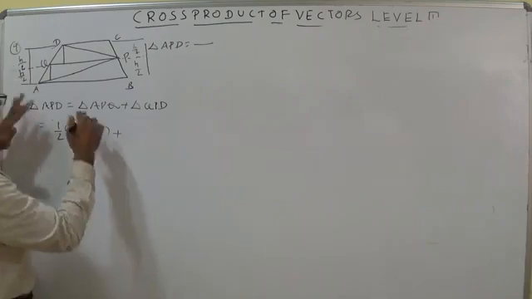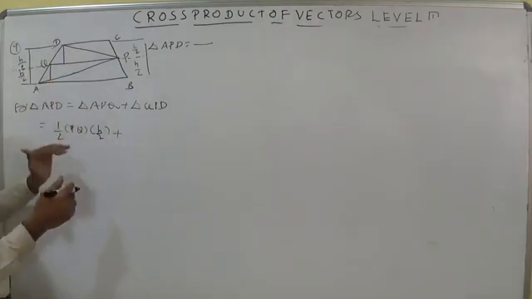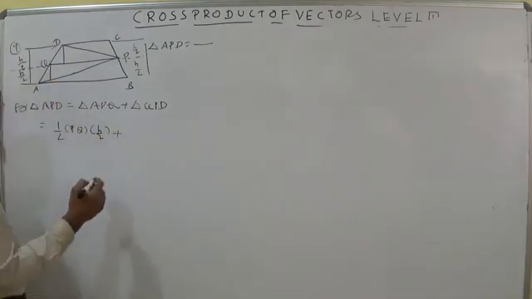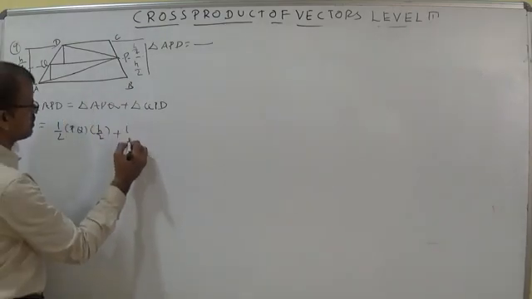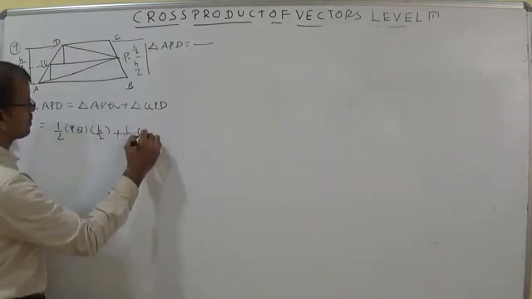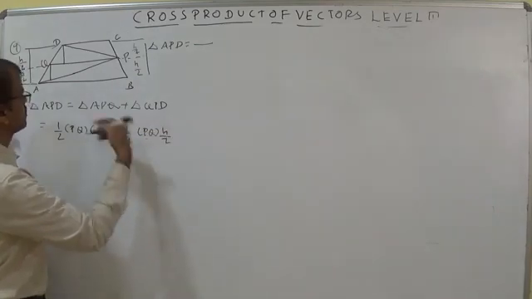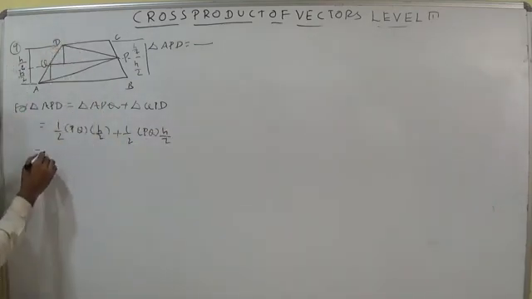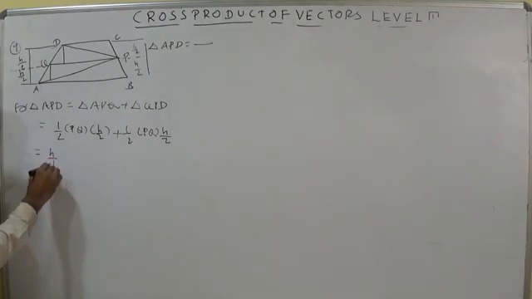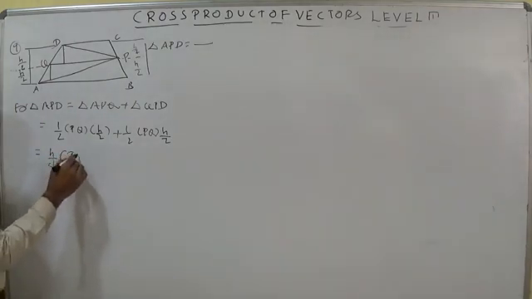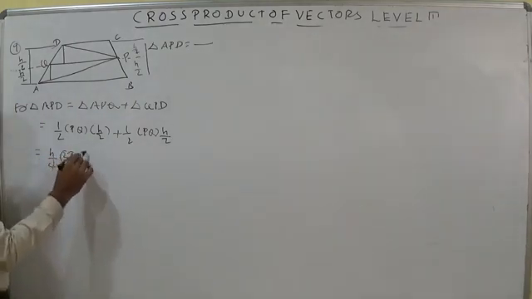Plus the upper triangle, APQ. I called the lower triangle QPD, now discuss the upper triangle. Using the same base, you can calculate half into PQ into the next height h by 2. So you can conclude h by 4 taken common, PQ plus PQ, so it is 2PQ.